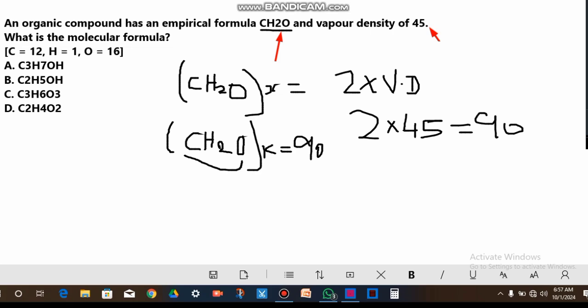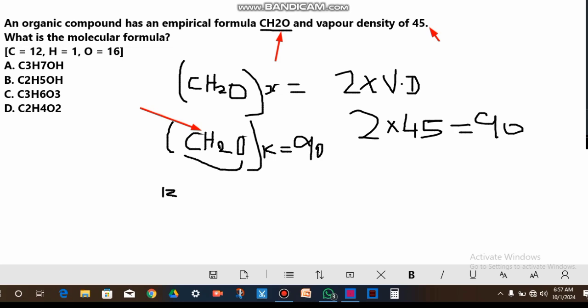So the first element here is what? Is carbon, right? C. Let me draw it. So look at it here. The first one is carbon. Second, hydrogen. Third, oxygen, right? So the first one is carbon, and the atomic mass of carbon is what? Is 12, right? So we write 12.